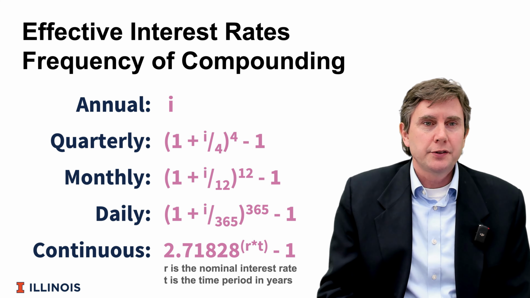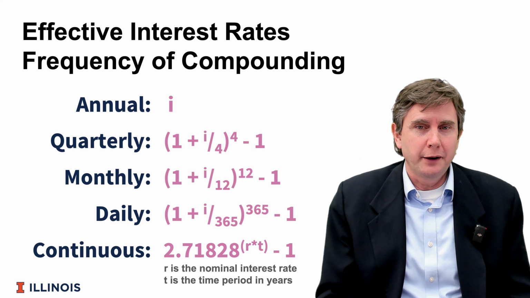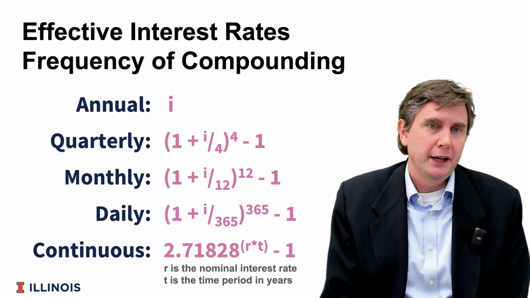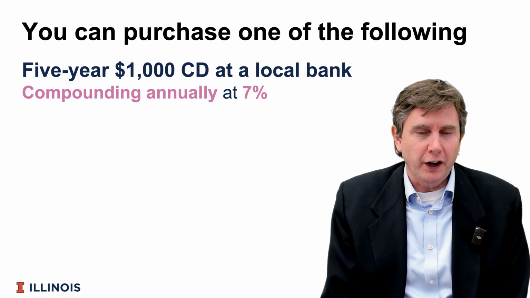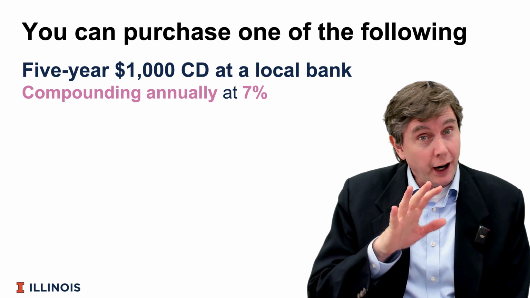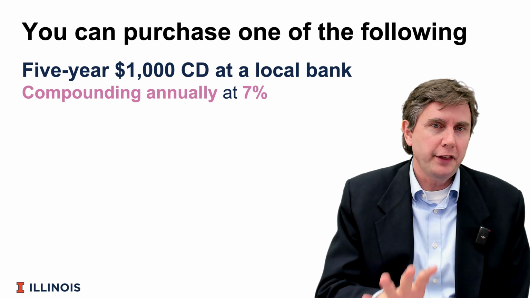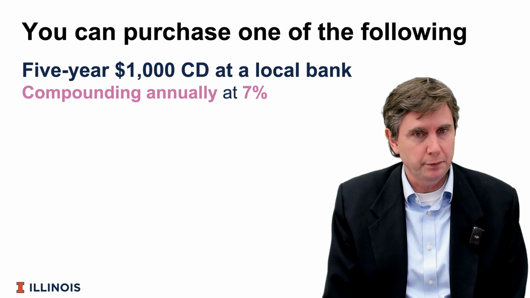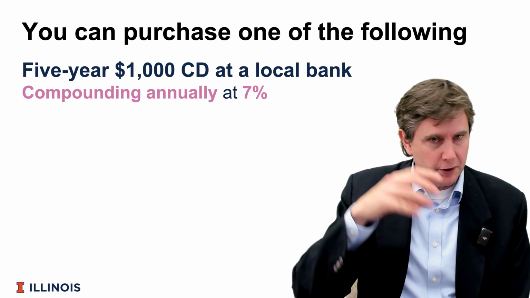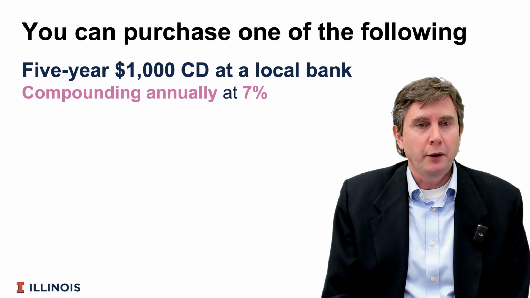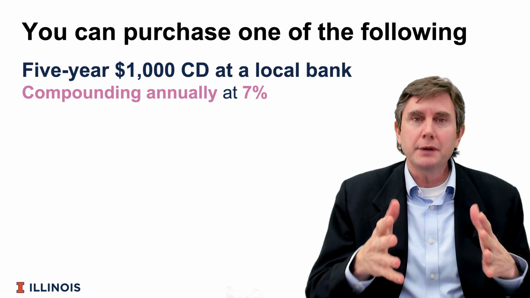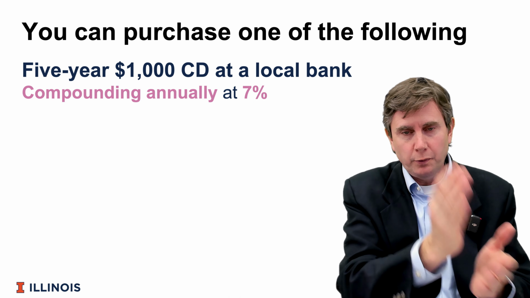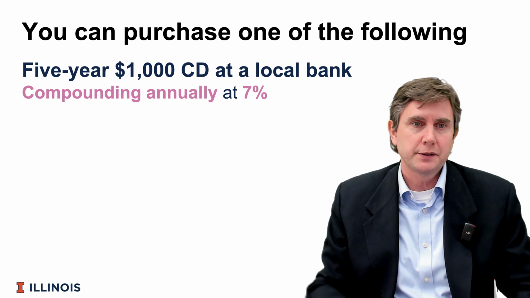All right, so let's learn a little more about how to make interest the same. Let's say I give you this 3-option opportunity cost problem. You can purchase one of the following. You have an option for a 5-year, $1,000 CD at a local bank, and you get interest once a year at 7%. So every year, you're going to get 7% interest on that CD. And when I say 5-year CD, that's the commitment you have to make. You have to leave it there for 5 years. So you'd get paid interest 1, 2, 3, 4, 5 times.